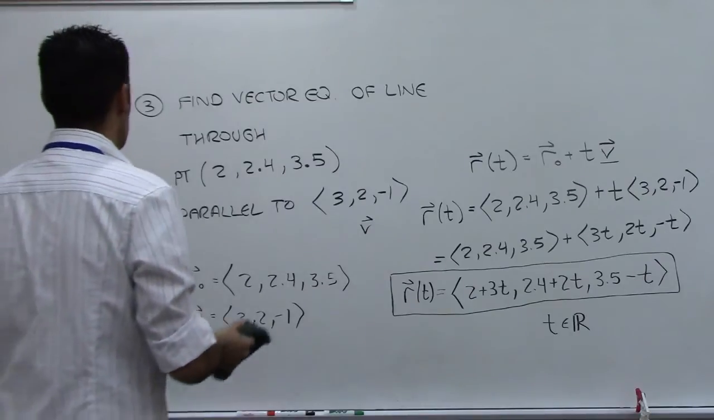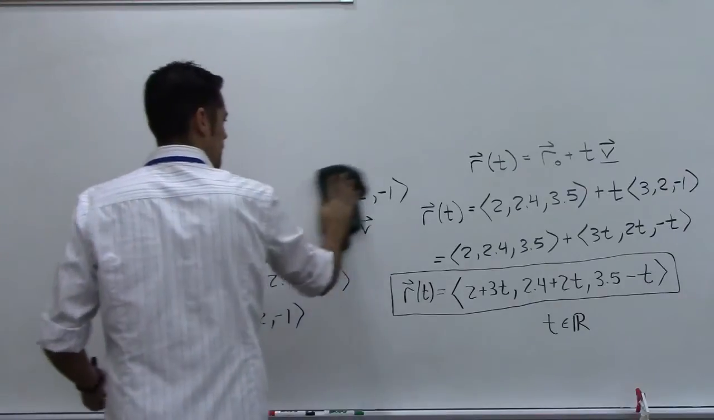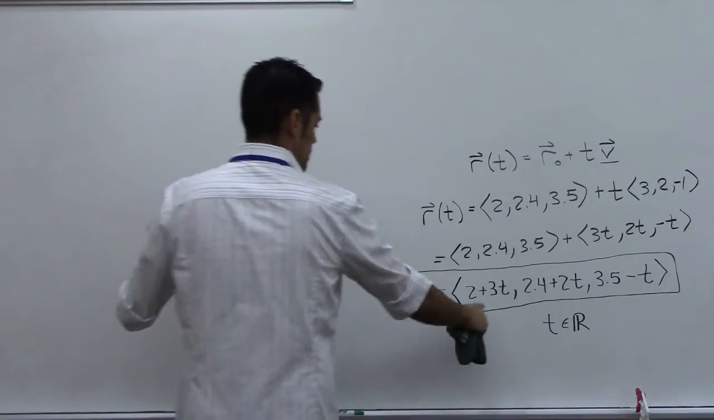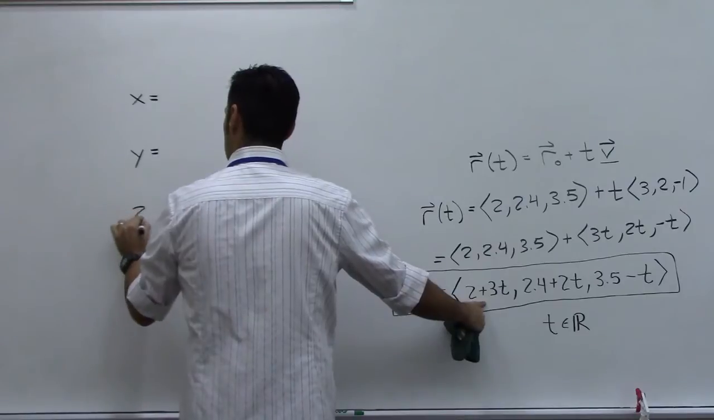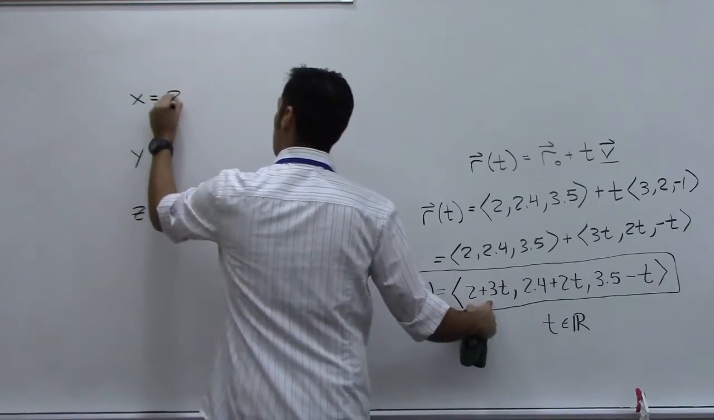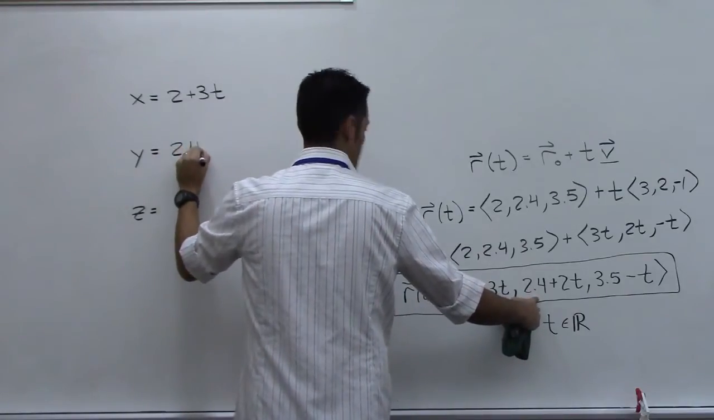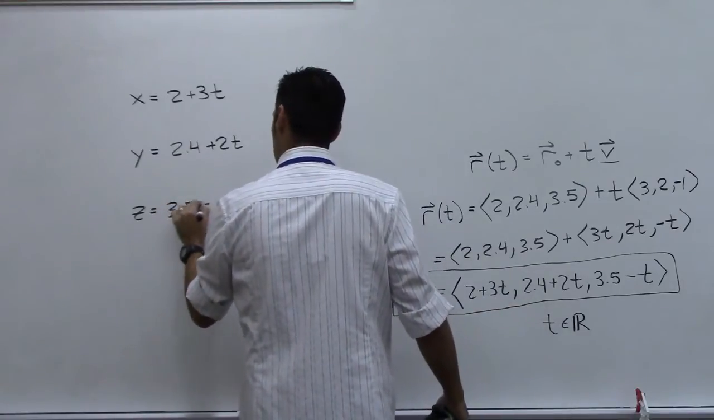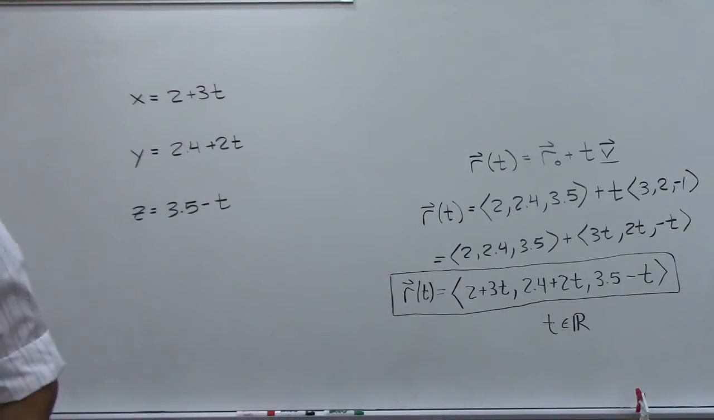I also need the parametric equation. So the parametric equation is very easy to get. All you have to do is just write down x equals, y equals, z equals, and x will be the x component, y will be the y component, and z will be the z component. So there are your parametric equations, and that's it, we're done.